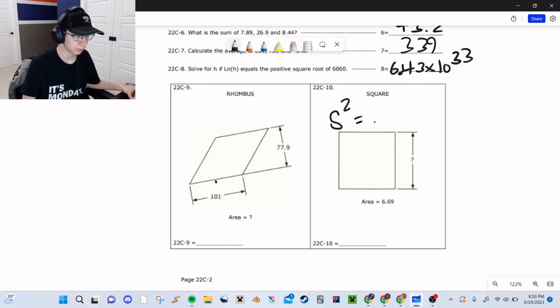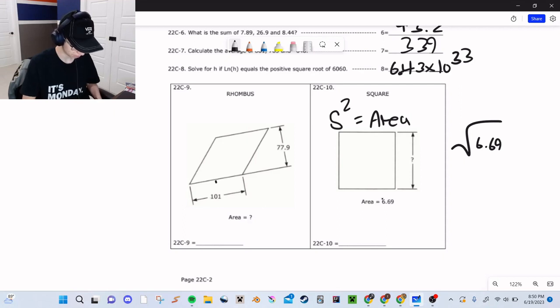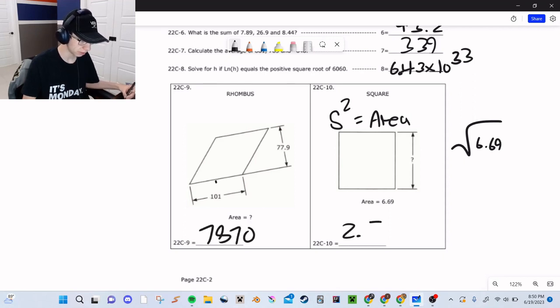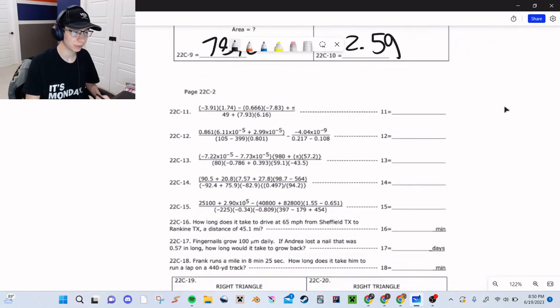side squared equals your area. So I gotta get the square root of my area to get my side. So we'll get, let me write this back, 2.59. So that's page 1.